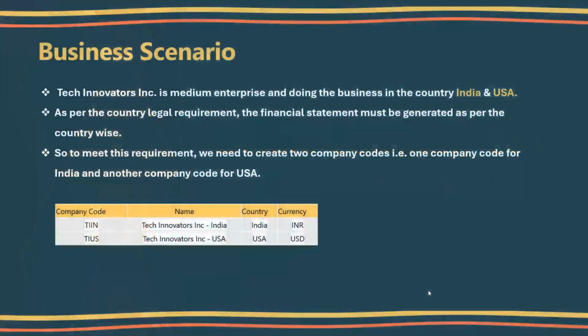Tech Innovators, a growing company, operates in both India and the USA, manufacturing and selling high quality laptops. Because the company works in two different countries, it must follow the financial reporting rules specific to each country. To do this, Tech Innovators needs to create two separate company codes, one for India and one for the USA. This way, the company can generate financial statements like balance sheets and profit and loss reports that meet the legal requirements of each country.